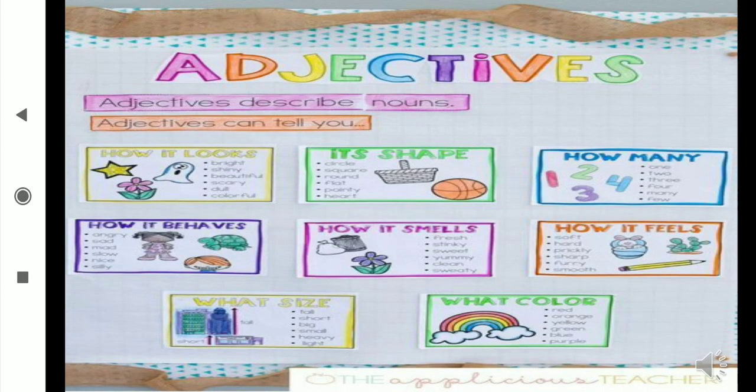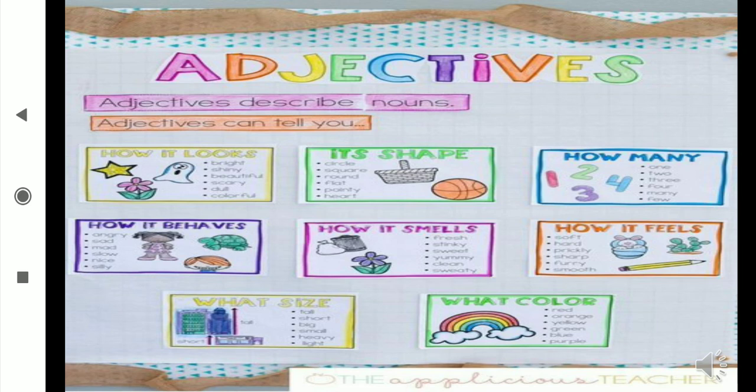Now we'll discuss adjectives. What is an adjective? It is a describing word. It describes a noun or pronoun in a sentence. Adjectives can tell you how it looks: bright, beautiful; its shape: circle, square, round; how many: one, two, three, many; how it behaves: angry, sad, mad; how it smells: fresh, stinky, sweet, yummy; how it feels: soft, hard, sharp; what size: tall, short, big; what color: red, orange, yellow. These all describing words come under the category adjective.